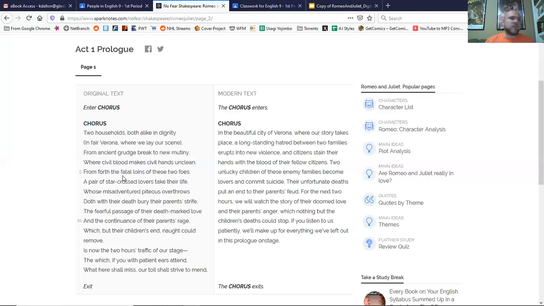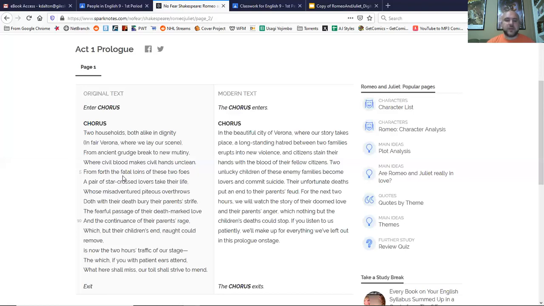So they fall in love, but it was never meant to be for them, and they're going to kill themselves by the end of the play. And that is going to bring the end of the feud. And it's going to take about 2 hours for it to happen. So that is the prologue.